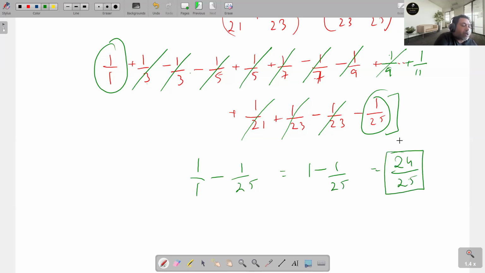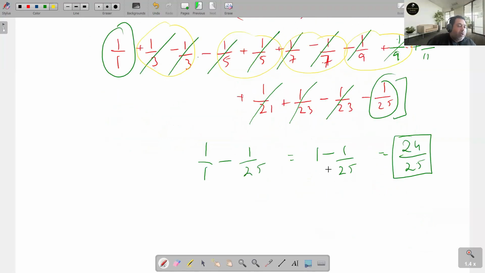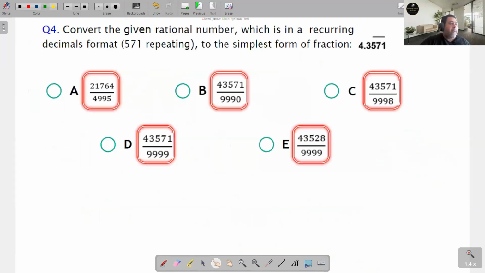So these kind of problems are called telescopic series because they have an overlap. As you can see, there is an overlap here. There will be overlaps here. And all these overlaps actually cancel each other. All right. So that's the reason why these series are called telescopic series. So the final answer is 24 by 25, which is your option B. All right. I hope this concept is clear to you. Let's move on to the next problem.